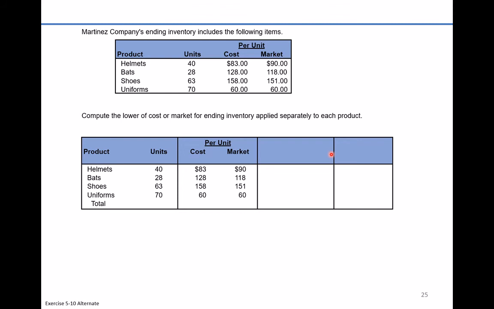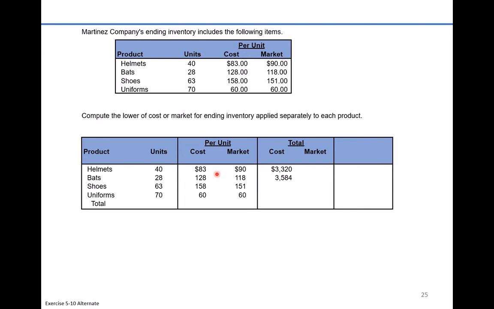So let's just go through the example here and it'll all make sense. We're going to compute the lower of cost or market for ending inventory applied to each product level. So first off, we have the data. We're going to figure out what the total cost was. For the helmets, we're going to take 40 times $83, and that comes up with the total cost of the helmets of $3,320. The helmets have a market value of 90, so we're going to take 40 times 90.